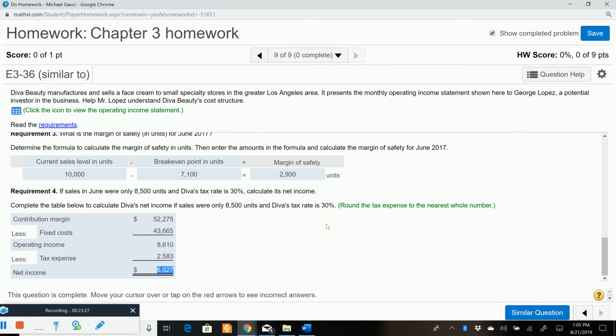$6,027. And once again, all of these analyses are possible because we know how our costs behave. Once you know how your costs behave, variable cost and fixed costs, all of these analyses become a lot easier.